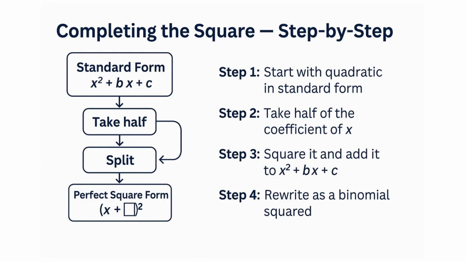Now let's begin exploring the method of completing the square. This technique rewrites a quadratic into a perfect square expression, making it dramatically easier to interpret and convert into vertex form. We start with the basic structure x squared plus bx plus c.